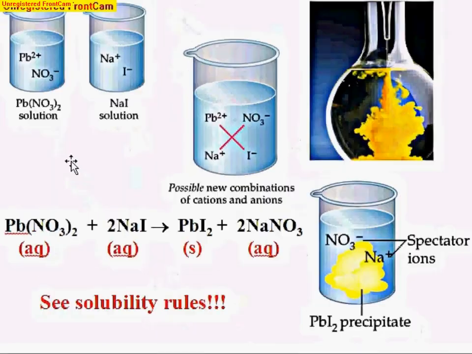Another example would be here when we take a reaction between two compounds, two ionic compounds, and we mix them together. We have this lead nitrate solution and this sodium iodide solution, and we mix them together and it forms us this bright yellow precipitate. That's what we're going to talk about today, this type of reaction, which is known as a double replacement reaction.